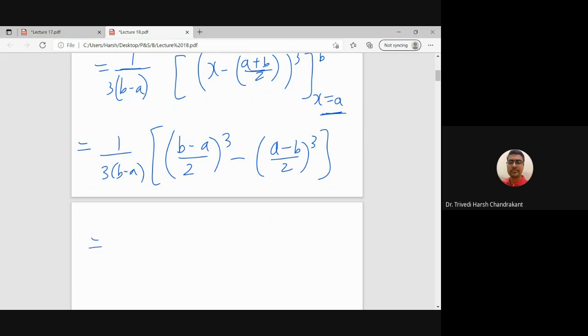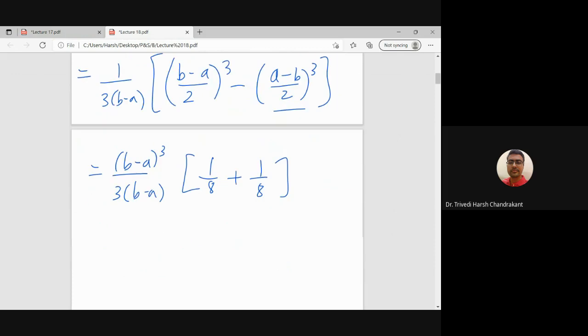If you take that common term outside, that is essentially (b minus a) to the power 3. The remaining will be 1 by 2 to the power 3, that is 1 by 8, minus... here we have (a minus b) cubed, but we have taken (b minus a) cubed outside, that means there will be a minus sign. So that will be plus 1 by 8, right?